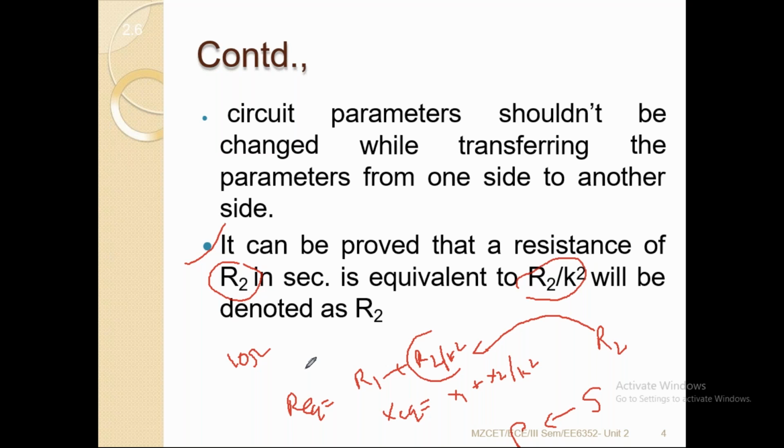Let me see the second case, when the primary resistance is shifted to the secondary. Its value is Req equals R1 K square plus R2, and similarly Xeq is equal to X1 K square plus X2. We need to use these equations when the primary parameters are shifted to the secondary. Remember these two sets of equations; I will show you how these terms are obtained.